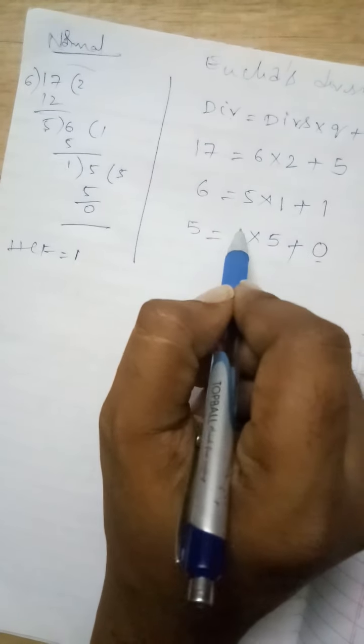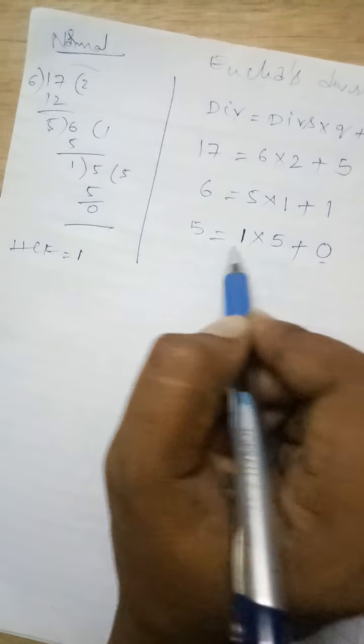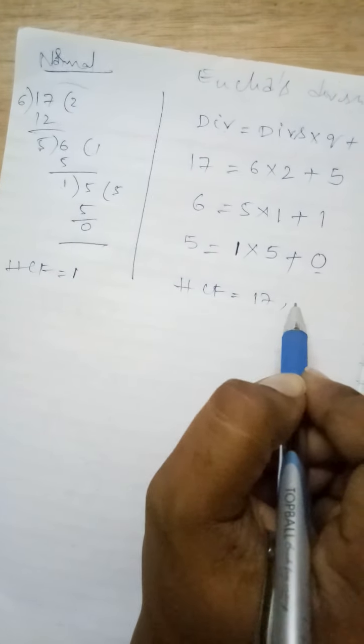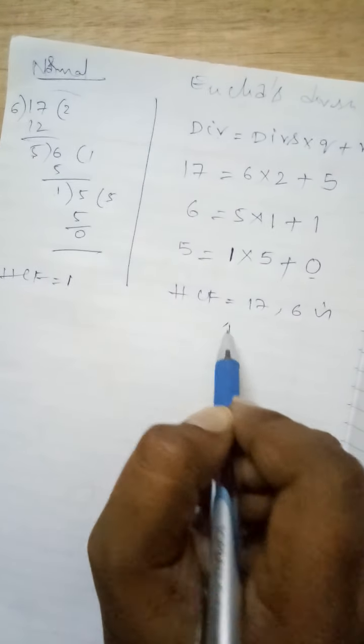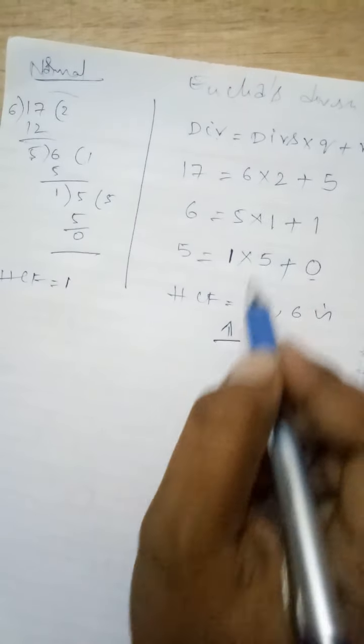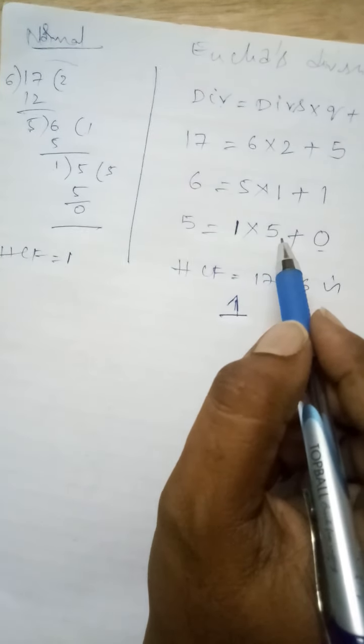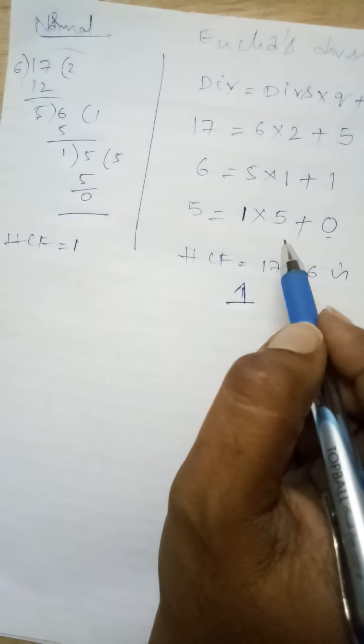Then what is the last divisor? 1. Therefore HCF of 17 and 6 is 1. This method is called the Euclid division algorithm. I'm going to explain another example.